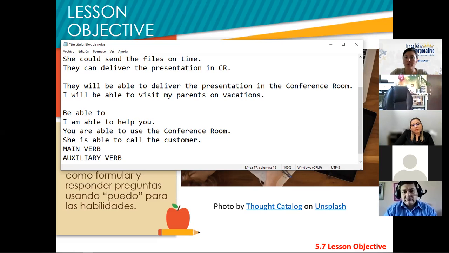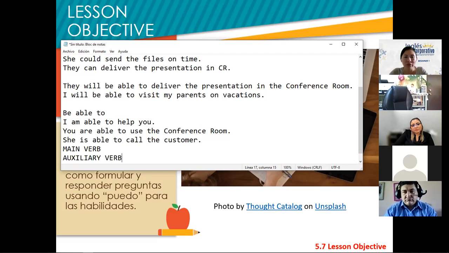Hay que no, help, porque en la segunda oración usted dice que ustedes están disponibles para usar el cuarto, el salón, por decirlo así. Okay, "you are able to use", ese "to use" es como el segundo verbo.